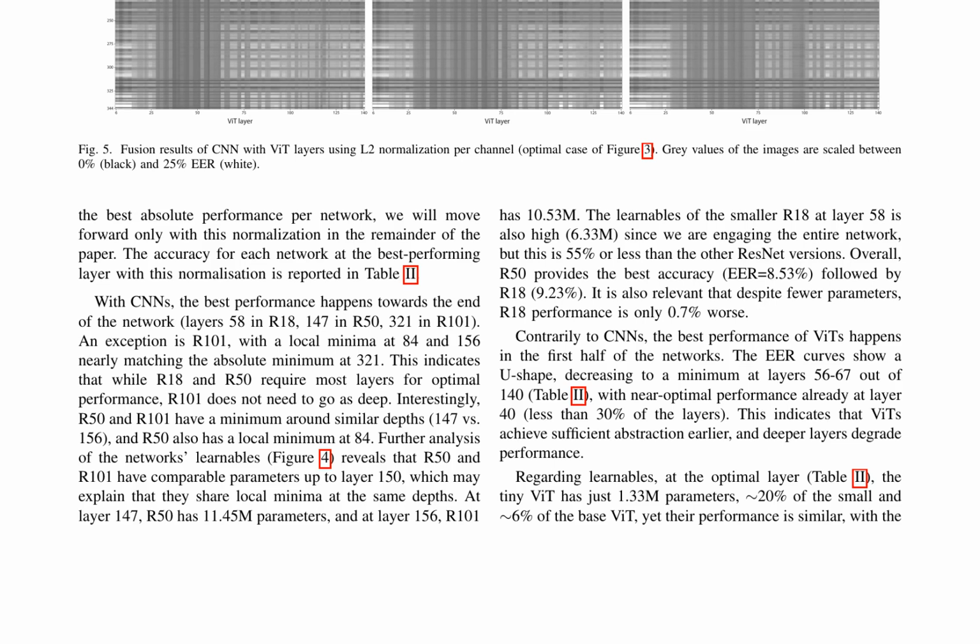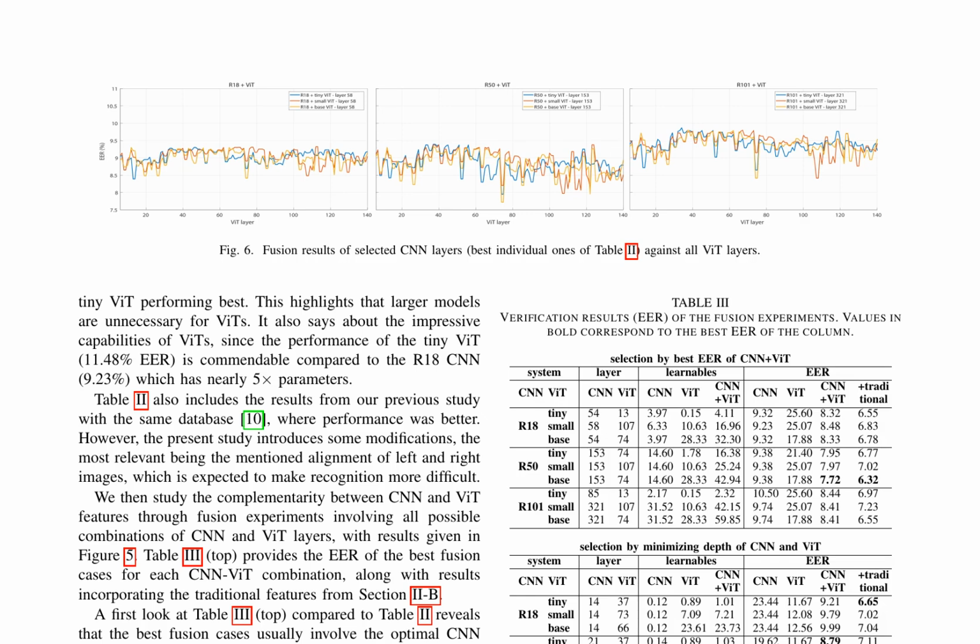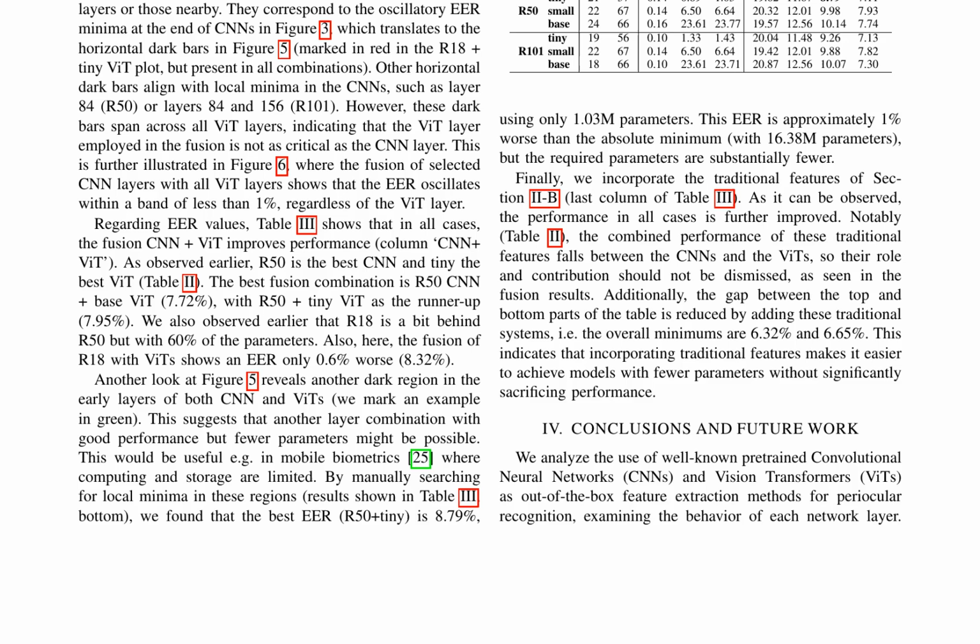This research paper investigates the use of pre-trained convolutional neural networks, CNNs, and vision transformers, ViTs, as feature extraction methods for periocular recognition. The authors analyze the behavior of each network layer and evaluate the complementarity between CNN and ViT features through fusion experiments. The results show that the best fusion cases usually involve the optimal CNN layers or those nearby, and that the ViT layer employed in the fusion is not as critical as the CNN layer.